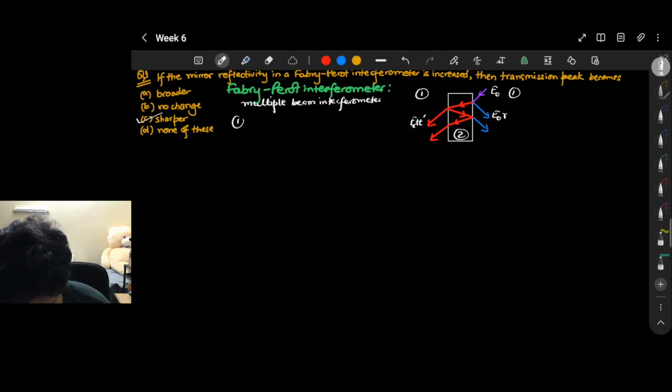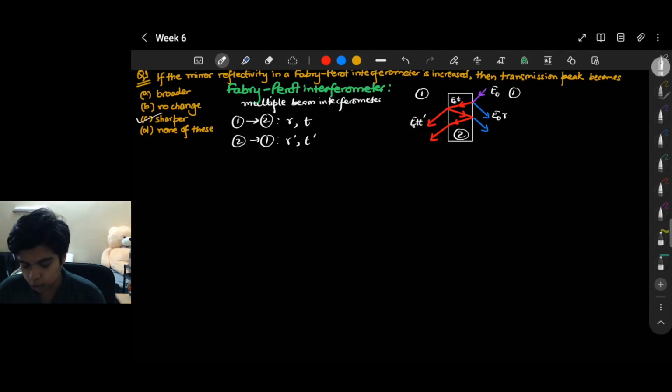So from interface 1 to 2, when the ray is in medium 1 and it is entering medium 2, for that 1 to 2 interface, we have the reflection coefficient as R and transmission coefficient as T. From 2 to 1, we have the reflection coefficient as R prime and transmission coefficient as T prime. So that's why this first ray is E naught R, and this over here would be E naught T, and then when it comes out, it is 2 to 1 transmission, so that's why E naught T times T prime.